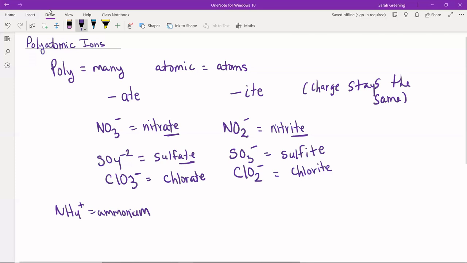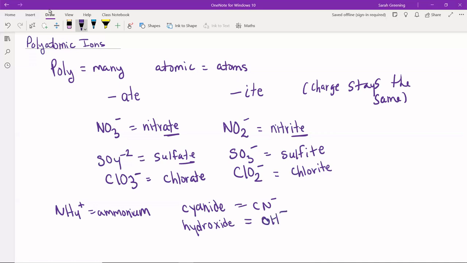Other easy to remember ones would be cyanide. If I can spell it right. There we go. Sorry. Cyanide. And cyanide is simply CN minus. Another minus 1 charge polyatomic ion would be hydroxide, which you typically see a lot because it's a strong base.